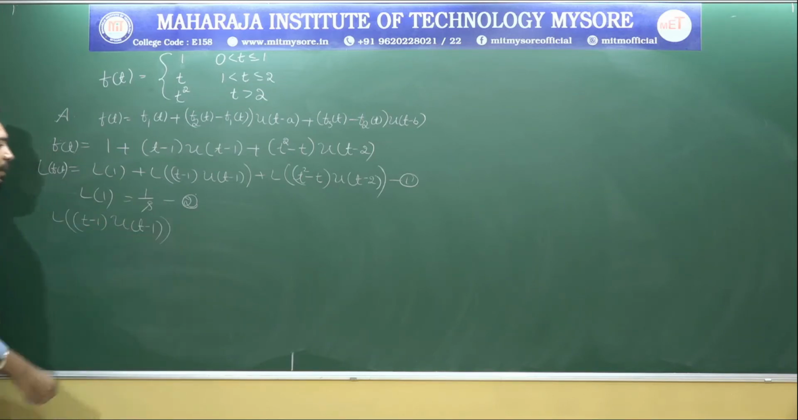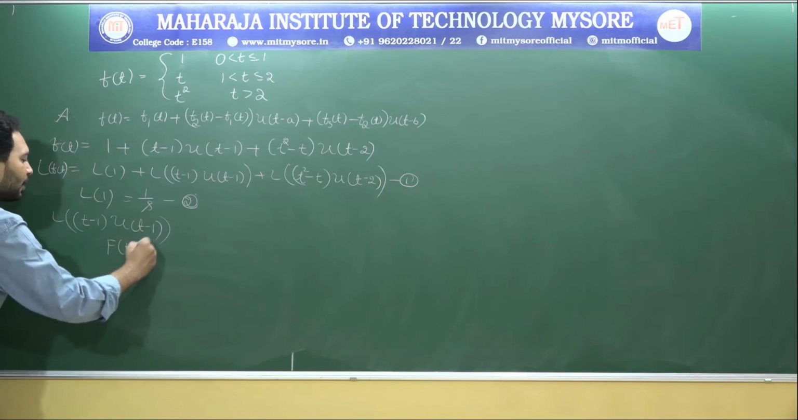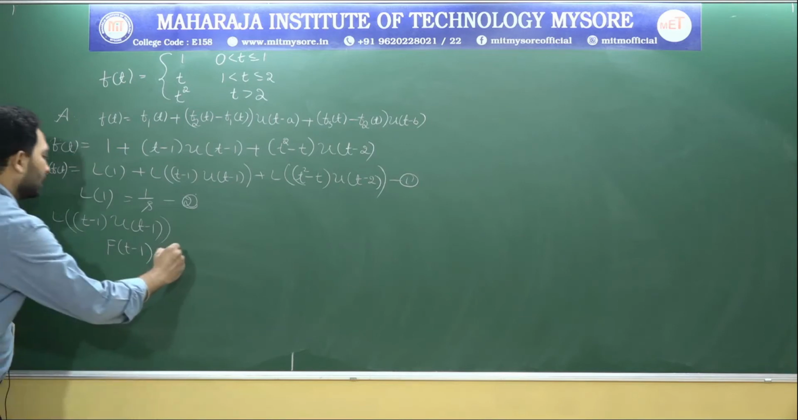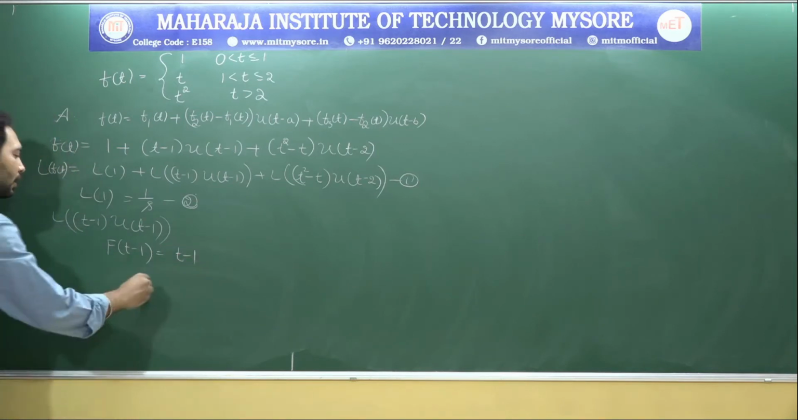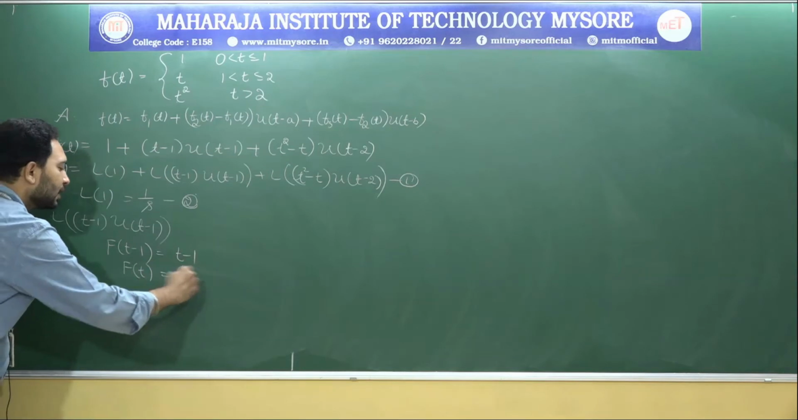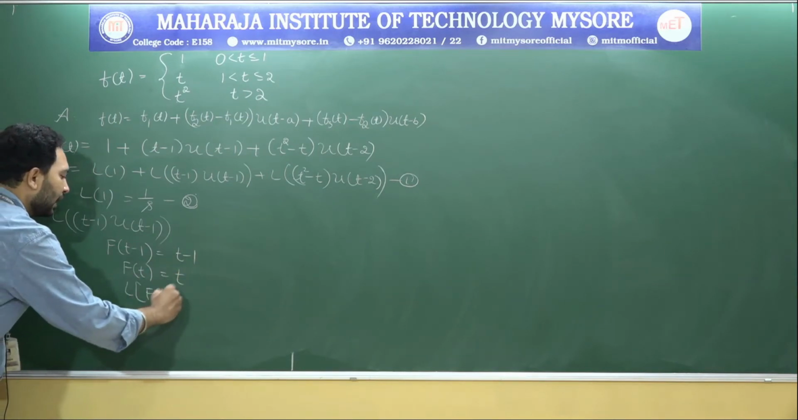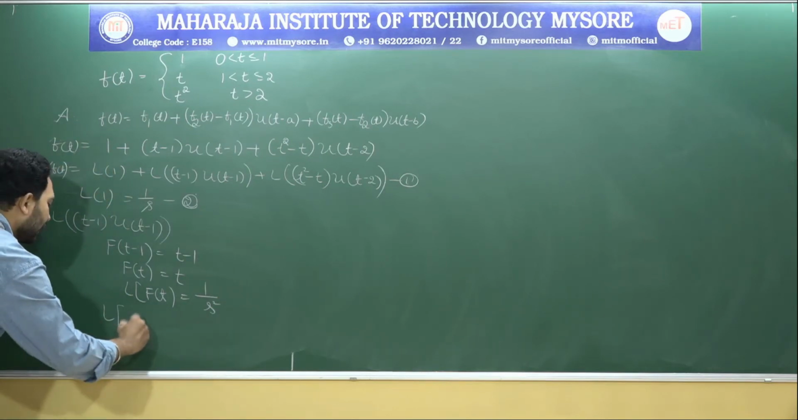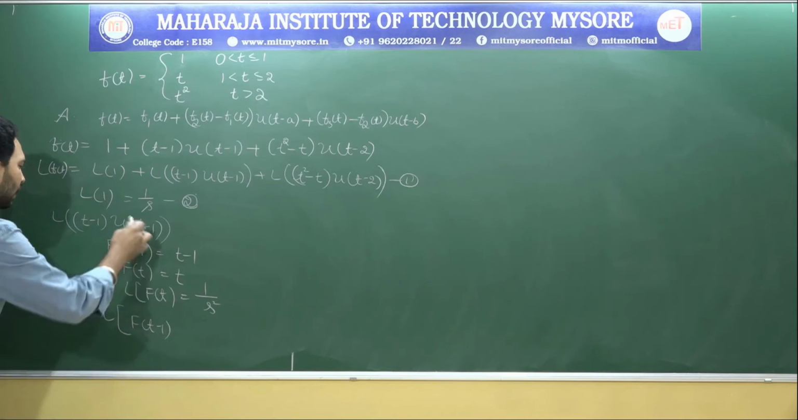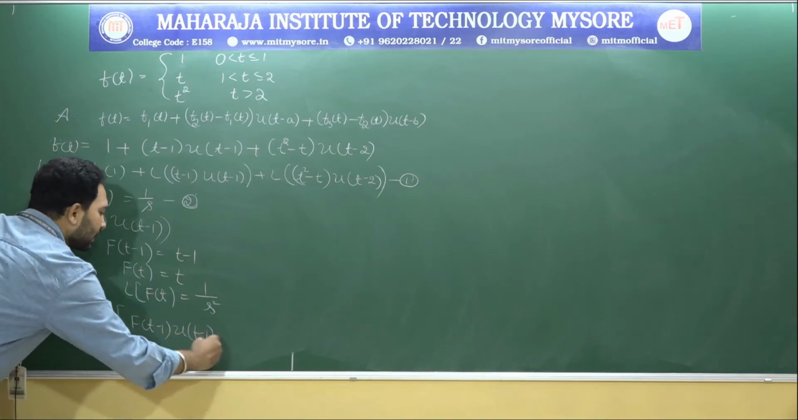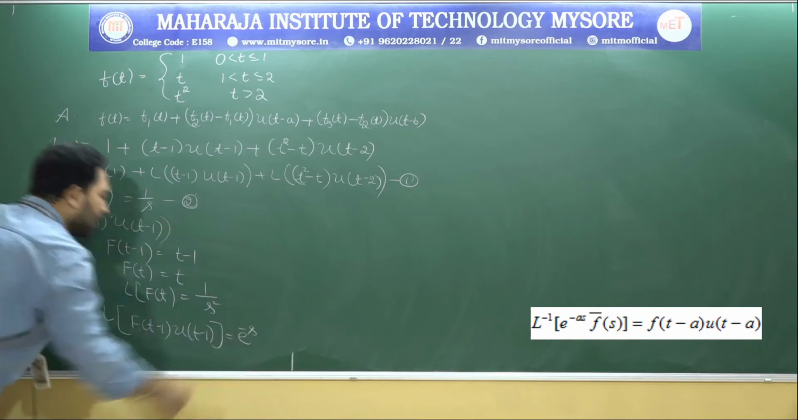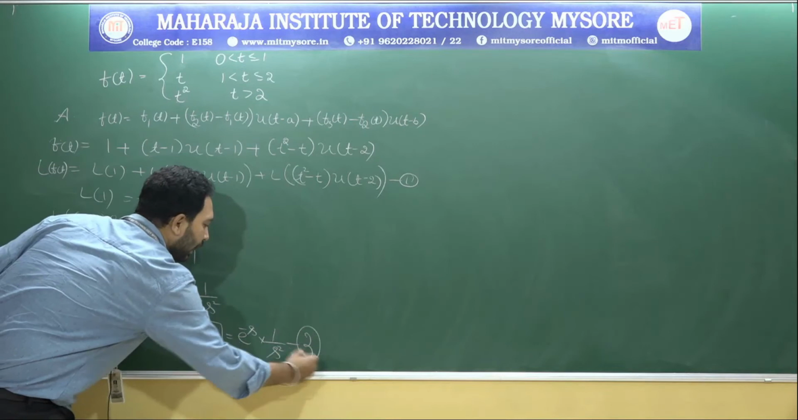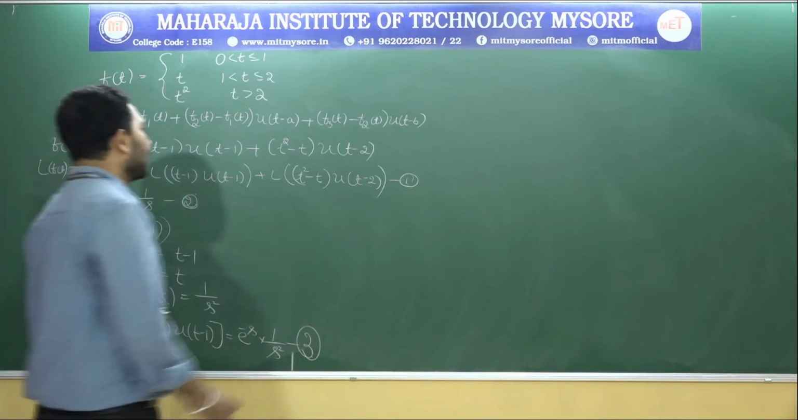Then consider this one, (t minus 1) into u(t minus 1). To find the Laplace, I will choose this as f(t minus 1). What is f(t minus 1)? It is t minus 1 only. Then what is f(t)? It is t. So Laplace of f(t) is 1 by s square. Then finally Laplace of f(t minus 1) into u(t minus 1) is e power minus as, in the place of a we have 1, e power minus s into f bar s, it is 1 by s square. I will take this as equation 3.